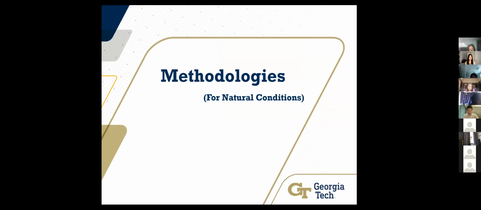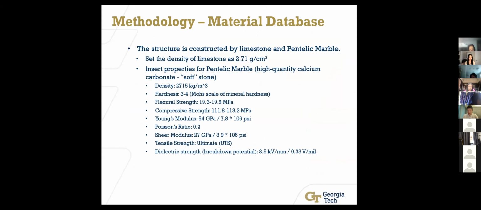For the natural conditions and for the material database, we only have two materials. The first one is the limestone, and the limestone is in the database in ANSYS. And for the Parthenon marble, we insert the properties for it, and the material properties are shown here.